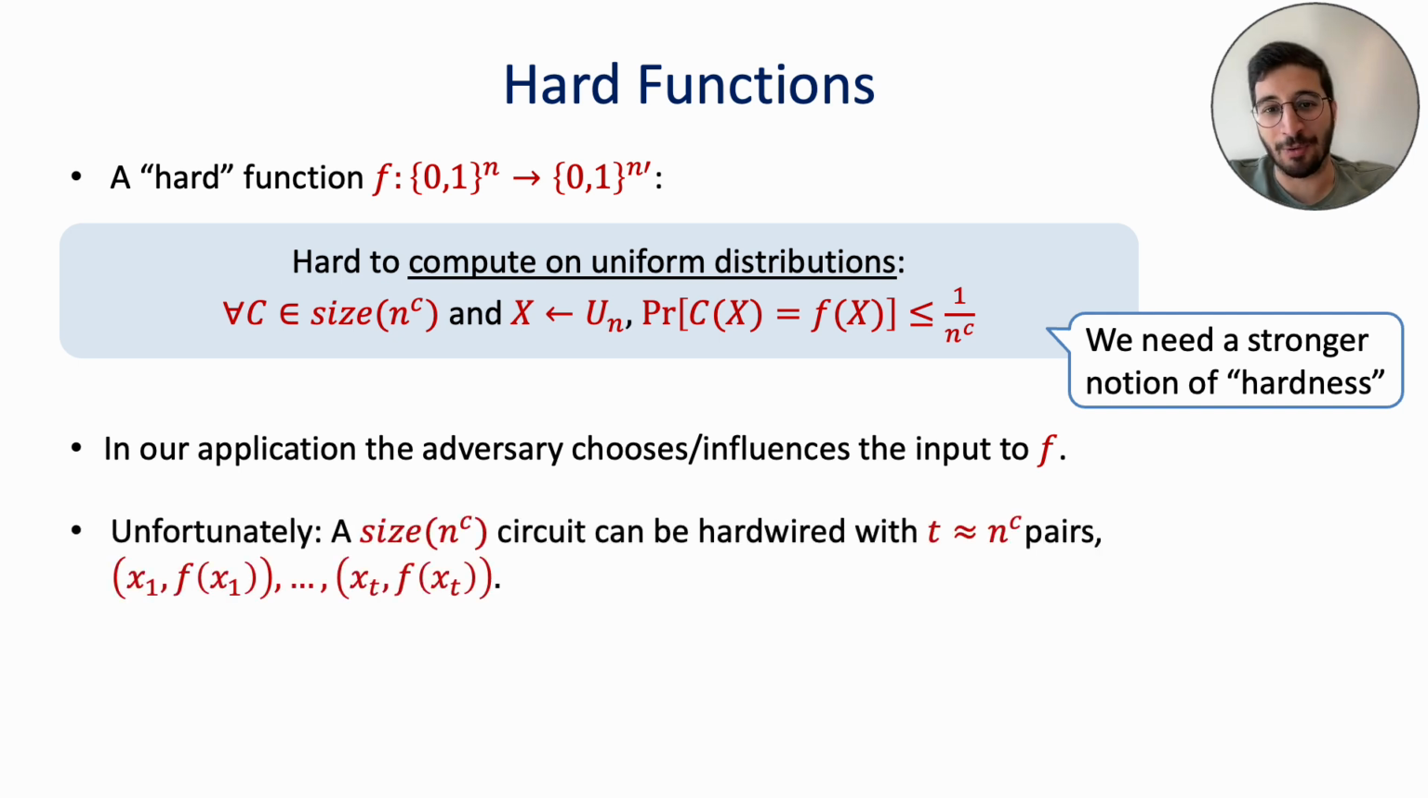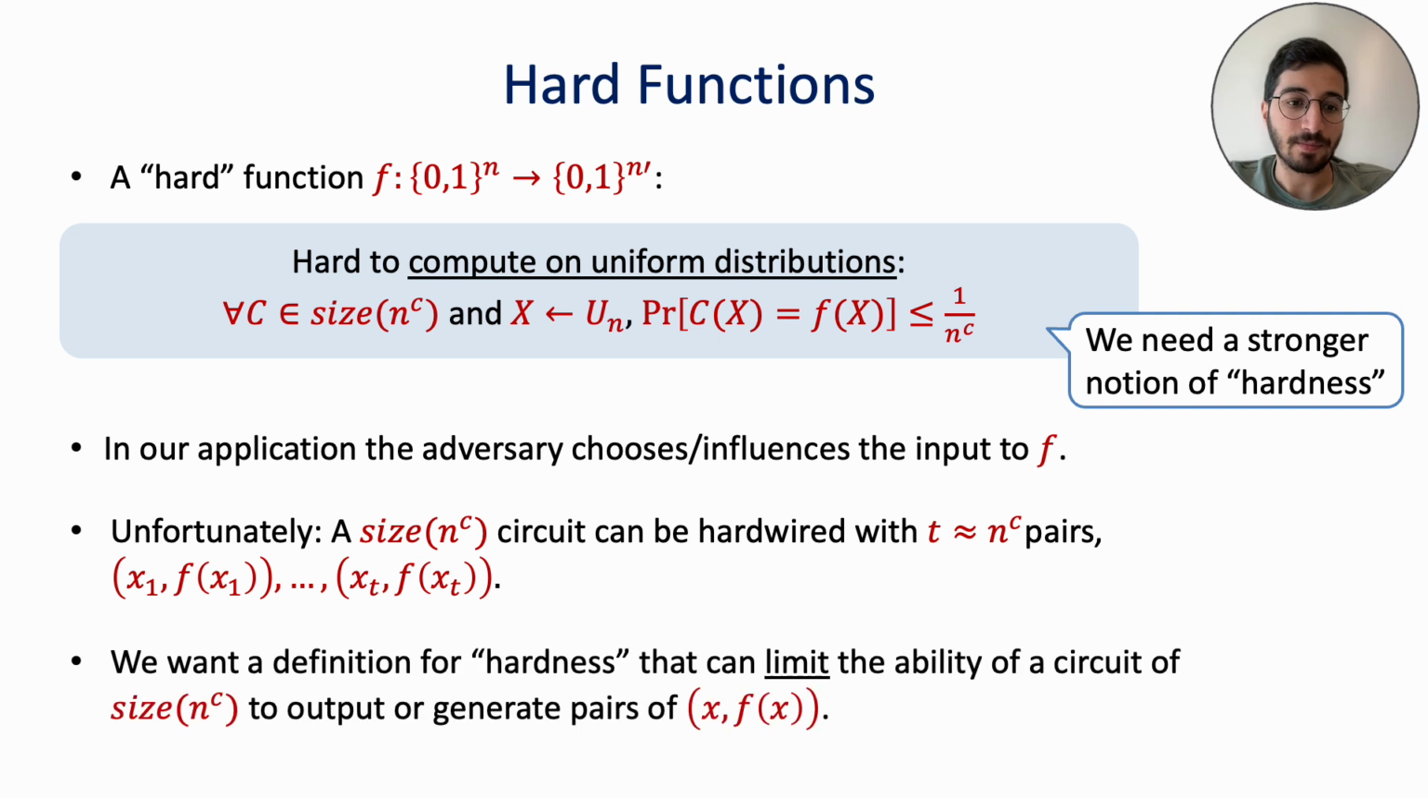However, unfortunately and obviously, this kind of limitation can never apply, because if you think about it, a size n circuit can always be hardwired with roughly n^c pairs of the form x_i, f of x_i. Just by the non-uniform advice, you can always hardwire such pairs. So we want a hardness definition that actually limits the ability of the adversary to generate such pairs. I can't make the adversary unable to produce such pairs, but I can limit the amount of pairs it can produce.